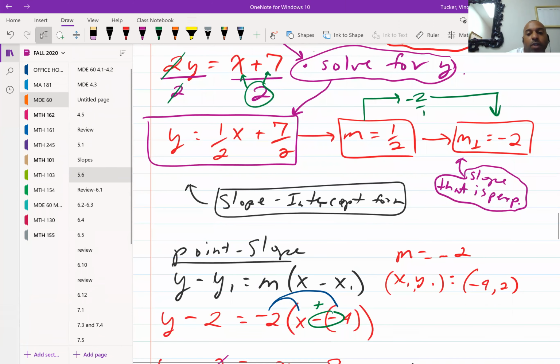All right, so let's finish off the problem. We're going to go back to our point-slope formula: y minus y1 equal to m times x minus x1. Use our given information. Our slope is -2, and the point that they gave us to use is (-4, 2). Plug it into your equation accordingly. So that's y minus 2 equal to -2 times x minus -4.